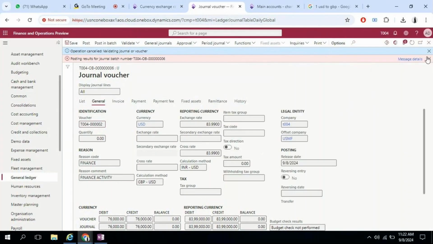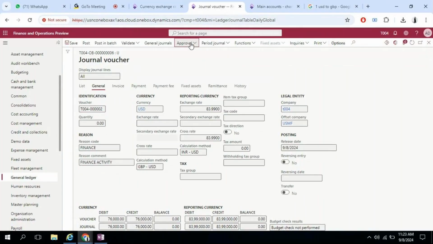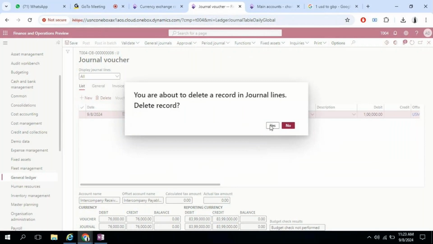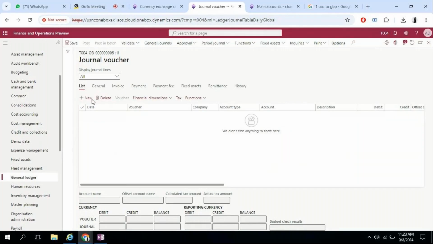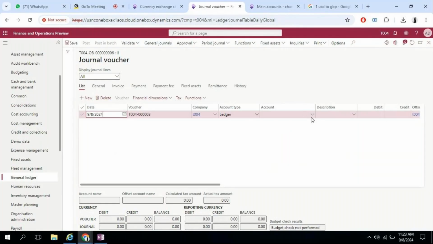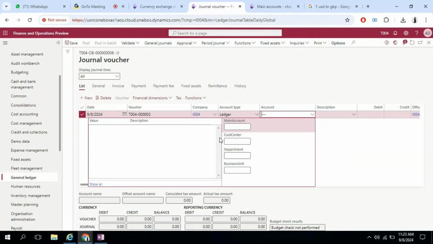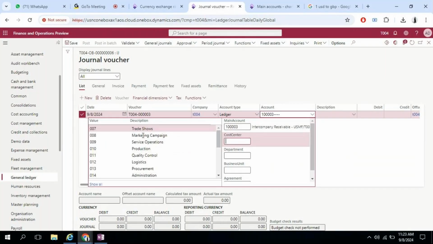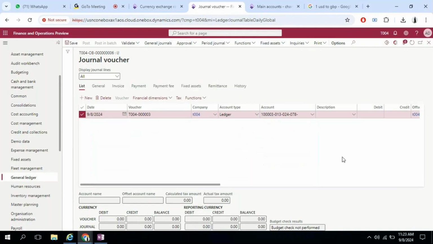Let me do one thing. I will mark it as reject so that editing can be enabled, delete this line, and create a new line. Let's see if we still get the error, then we will check and come back to it. Click on the new button, T004, the ledger will be receivable, so received in the USMF receivable entry. Cost center will be procurement, department will be finance, business unit will be fashion, and agreement is not required.